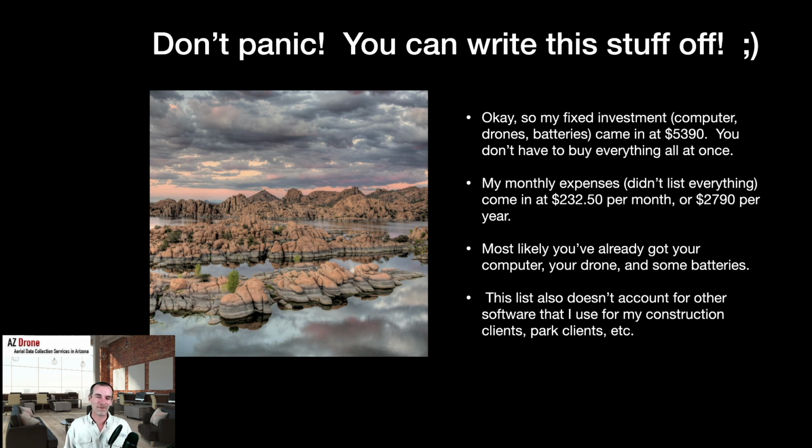Don't panic. Number one, you can write this stuff off, at least here in the US. So my fixed investment, so the computer, the drones, the batteries, comes in around $5,390. You don't have to buy everything all at once. Most likely, you've got a computer that's probably good enough to at least do photo editing, maybe video editing as well. My monthly expenses, and I didn't even list everything, I left other personal things out, but came in at $232.50 a month, so about $2,800 a year. So wow, it's some expenditures there.